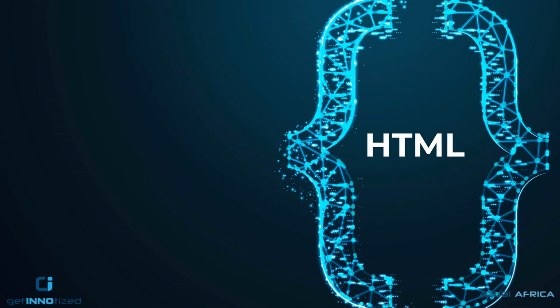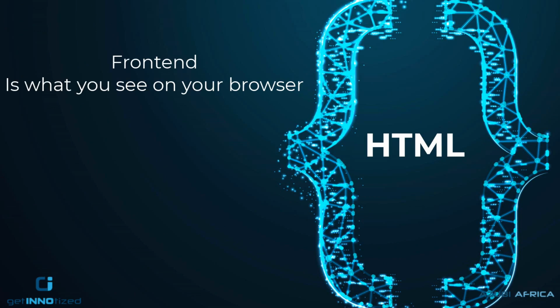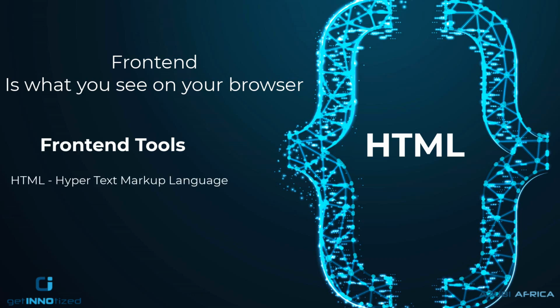So what is the front end? The front end is what you see in your browser whenever you go to a website. The look, design, and feel of the website is what we call the front end. There are some tools employed to make the front end function the way it does or have the look the way it does. These tools are HTML, which stands for HyperText Markup Language, which gives the structure of the website. We have CSS, which stands for Cascading Style Sheet. This gives the color or beautification to our website. Then we have JavaScript, which adds functionality to our website.